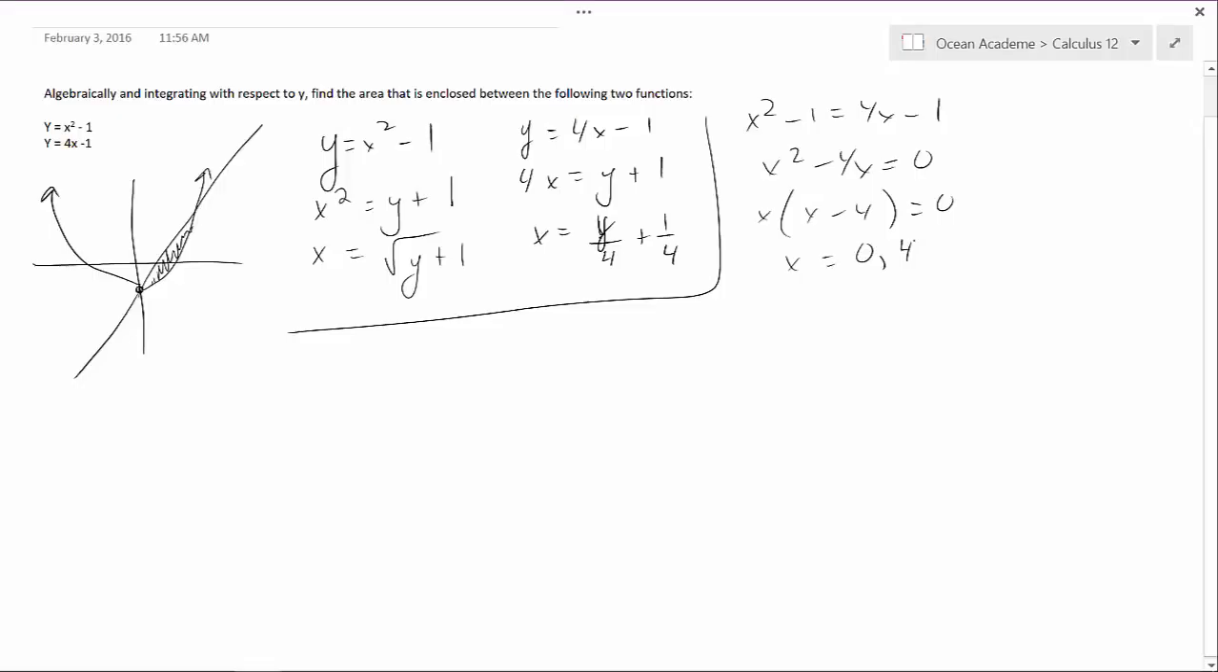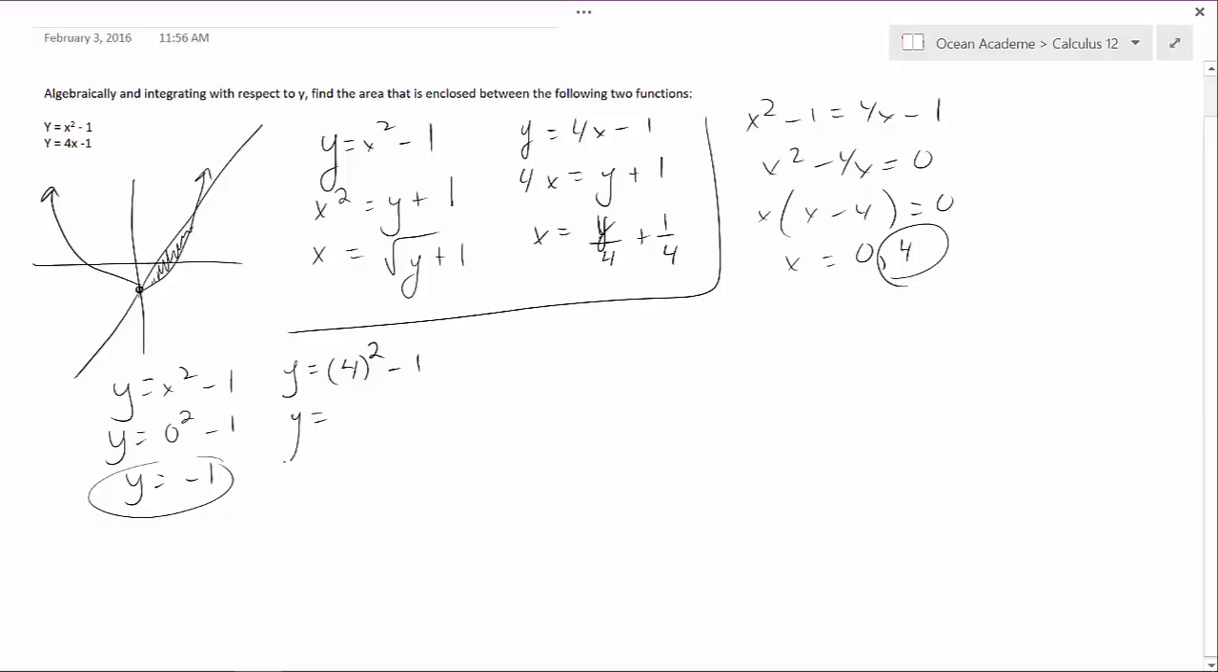So if we look at our first one, we've got y equals x squared minus 1, and if we plug in 0, we get y equals minus 1. So that's one of our limits. Now we have to determine with 4, our x equals 4. So again, we do y equals, and this time it's going to be 4 squared minus 1. So our y will equal 15. So those are our limits.